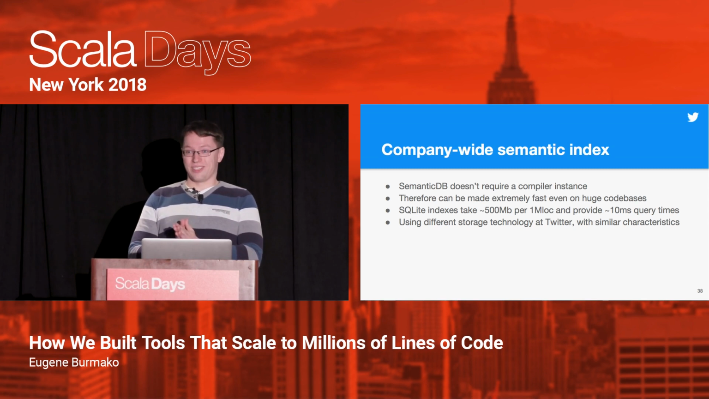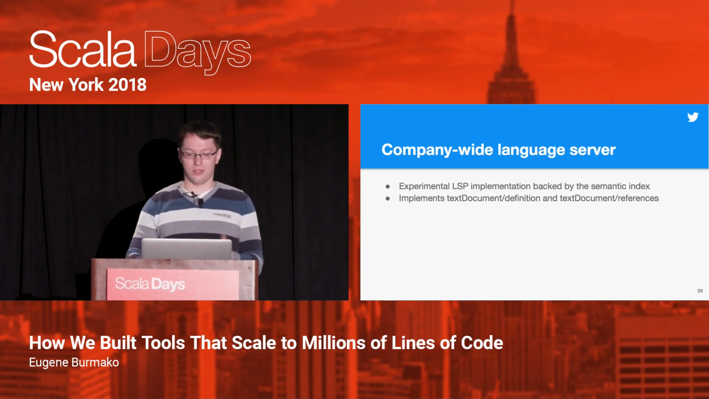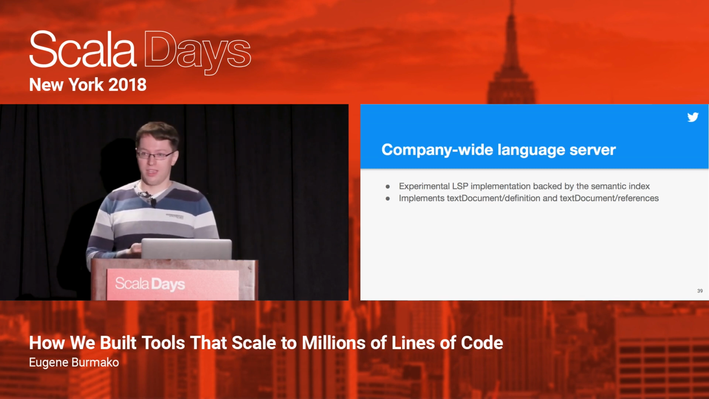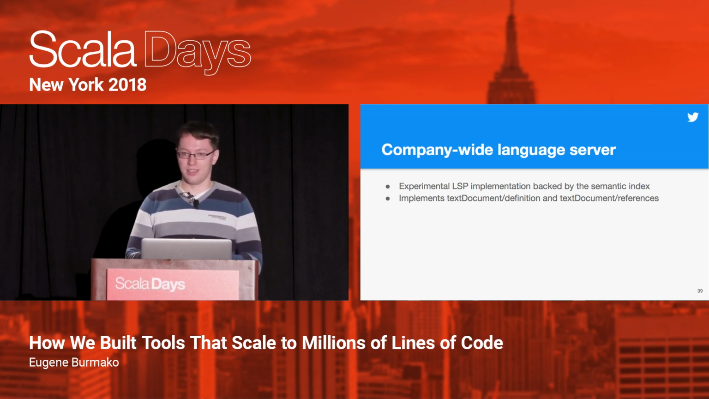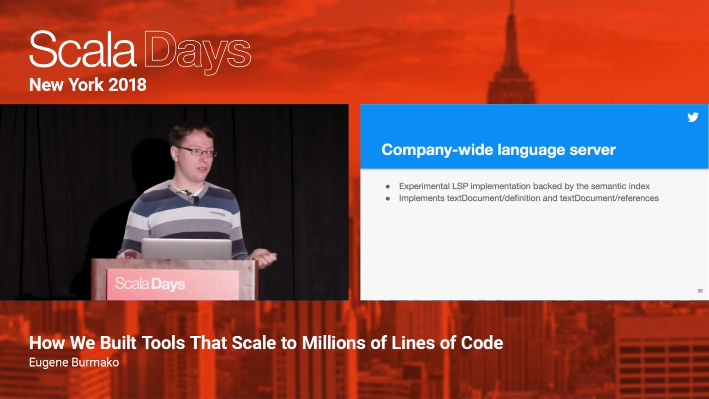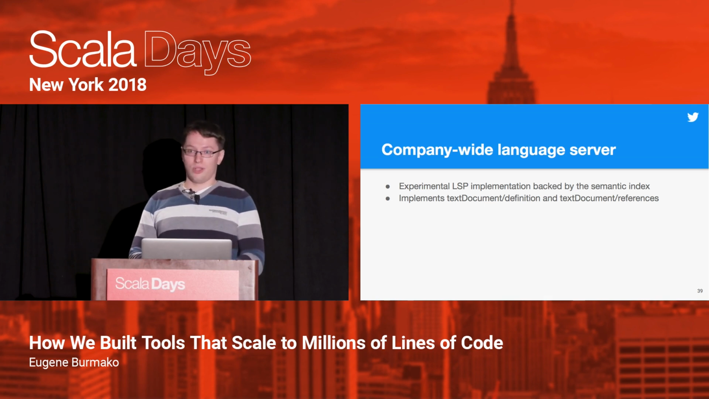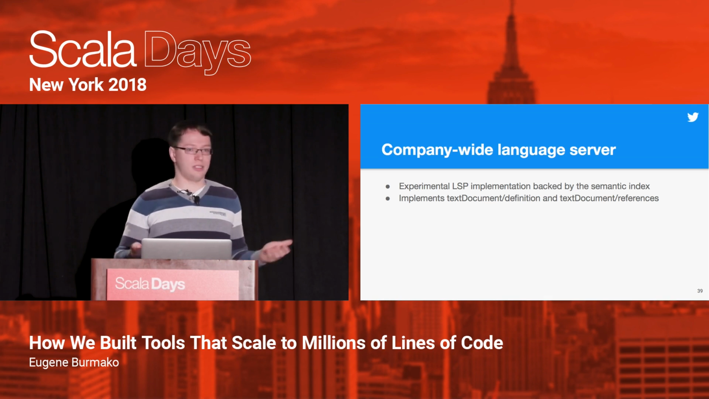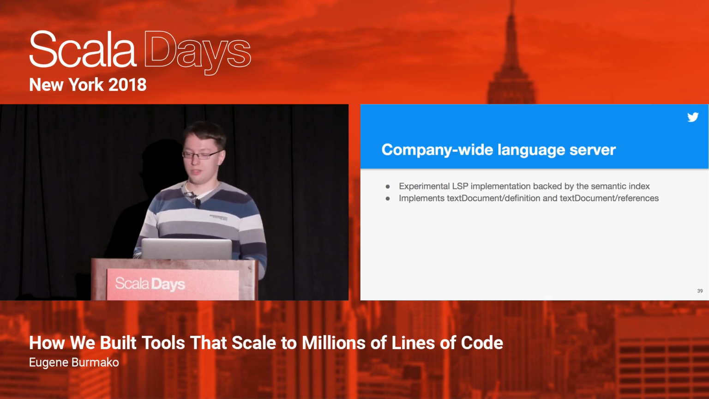Now, there's another cool thing that we've been able to build on top of this company-wide stuff. It's called the company-wide language server. So basically, you take the semantic index, and then you expose its data via LSP. LSP is a great initiative in the sense that lots of editors support it. It's well understood. So how about we just expose LSP as opposed to a custom relational or whatever database?